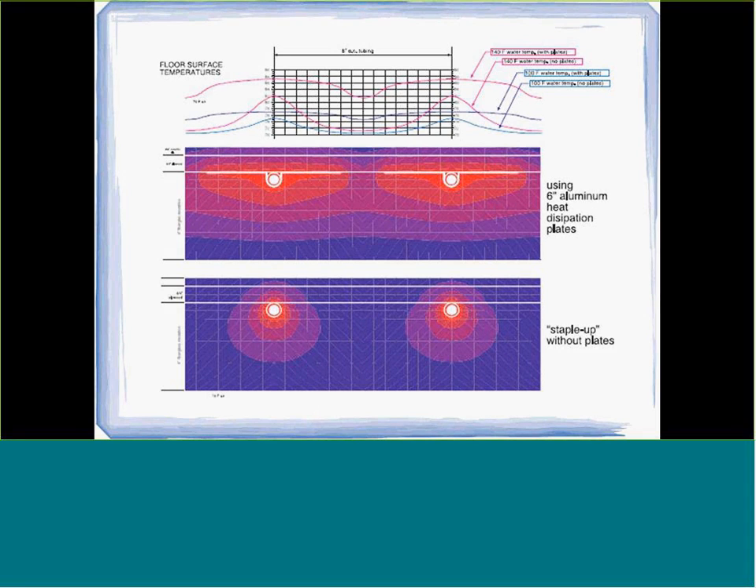This is just a little thermal image. The top image is a system with heat transfer plates, and the bottom is just a staple up without plates. And you can see how much more floor area we cover when we use the plates than if we don't. So if you get someone who's not comfortable with the cost of the plates, you can explain to them that it's going to be more efficient, more comfortable in the long run, and over time they'll pay for themselves.